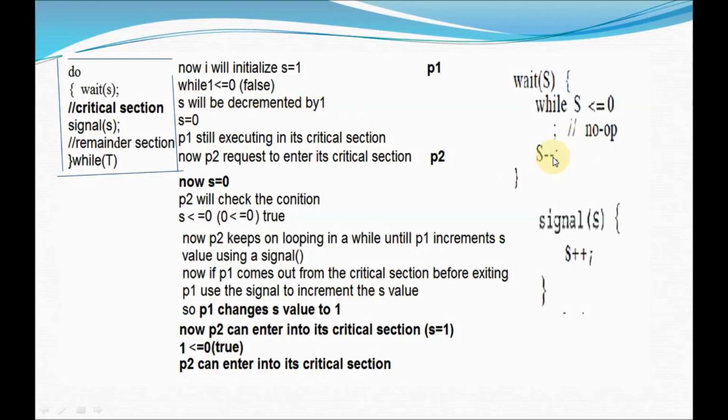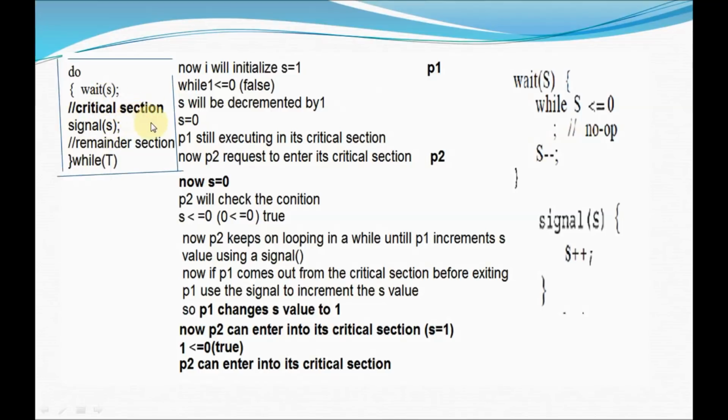So P1 comes out of the loop here. The condition became false, so P1 comes out of the loop and decrements the s value by 1. s minus minus. So what is the s value now? P1 changed the s value to 0. But remember, after changing the s value to 0, P1 is still executing in its critical section, right? It is still in the critical section.